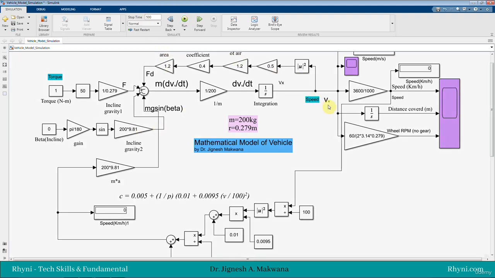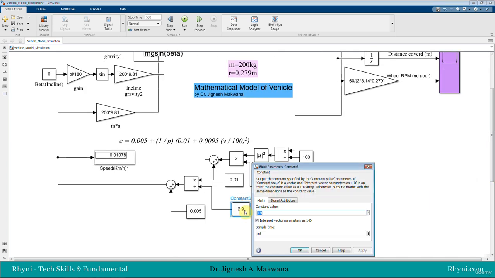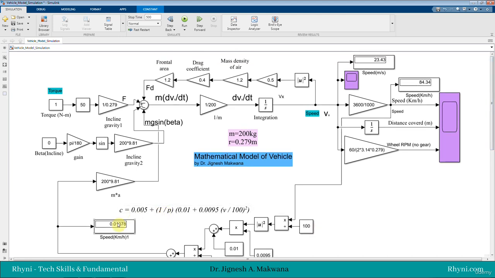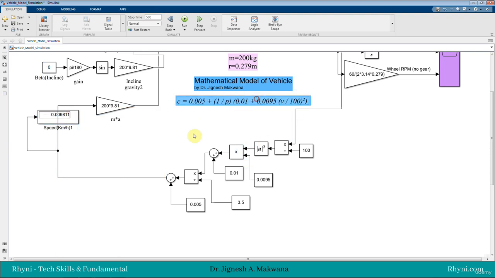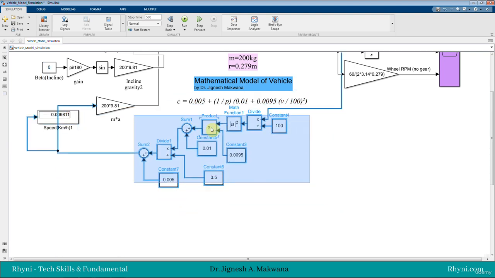And when we run the simulation, we can see its value comes to 0.01 with the speed 84.34. If we increase the pressure to 3.5 bar and simulate it again, we can see it comes to 0.098. So this way we can add the coefficient of rolling resistance and its dynamic value with the simulation.